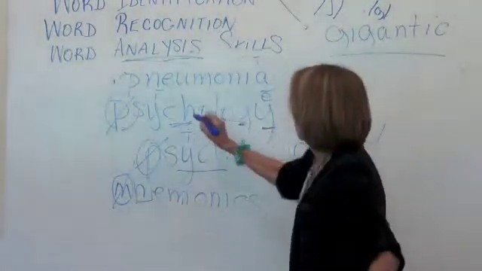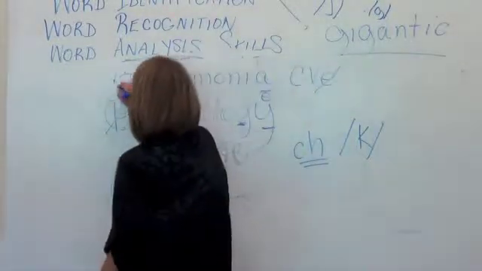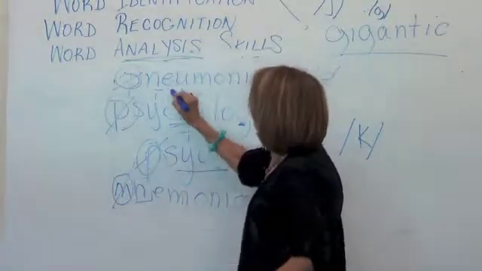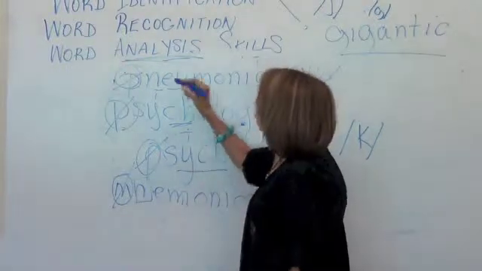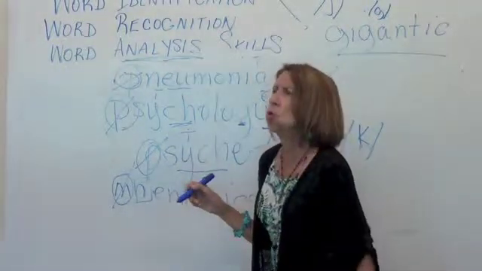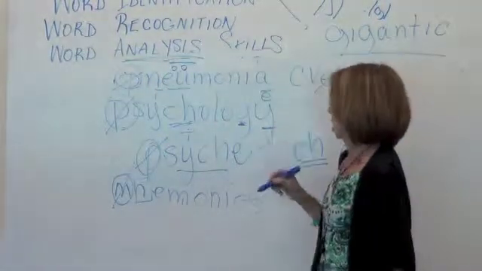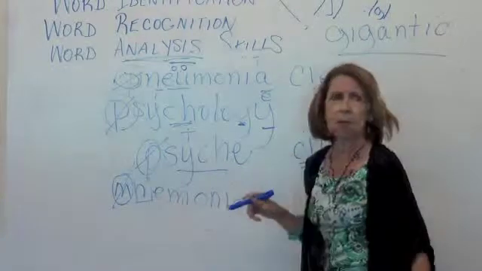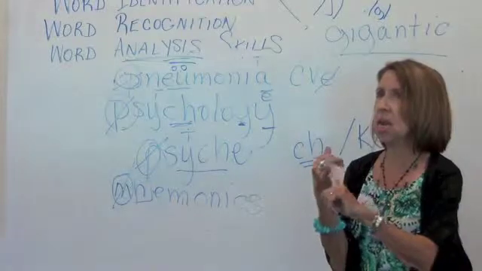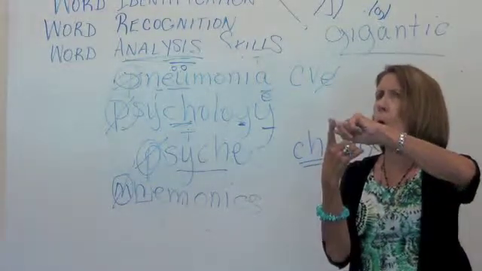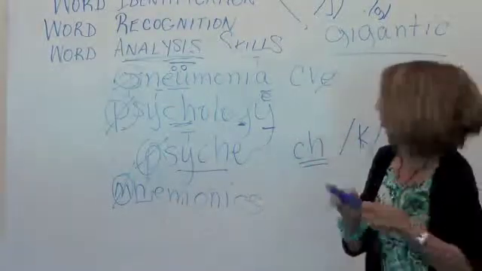Gigantic. What about pneumonia? Silent letters? The P, because it's next to that N. What about the U? New, do we say pneumonia? The EU sounds like what? Double O. It sounds like the long double O. Pneumonia. How many sounds do we hear in pneumonia? Seven sounds.